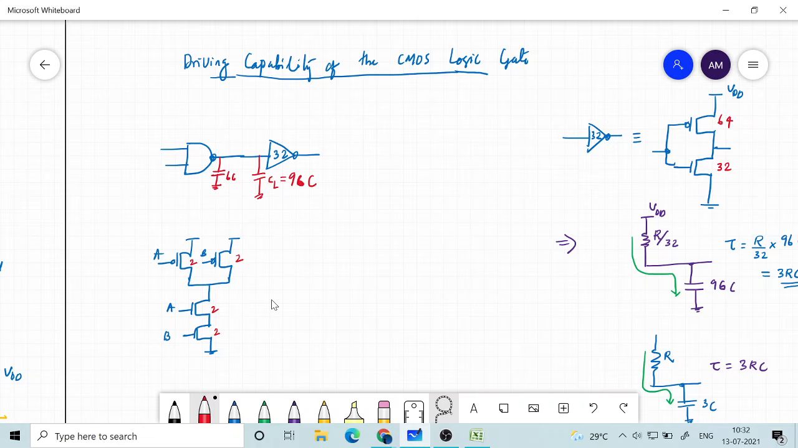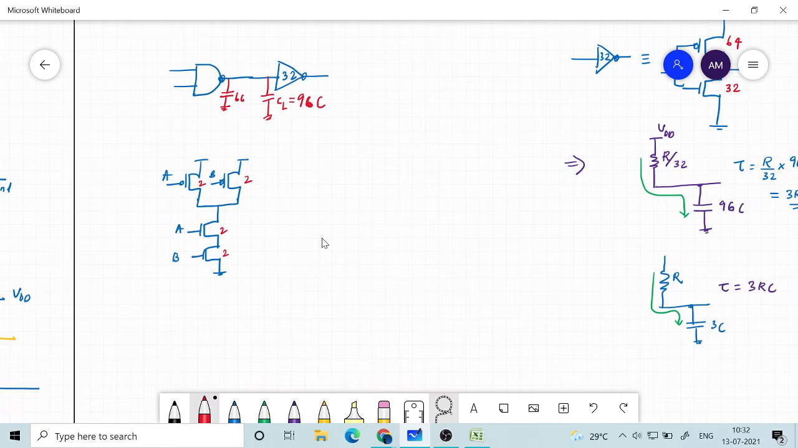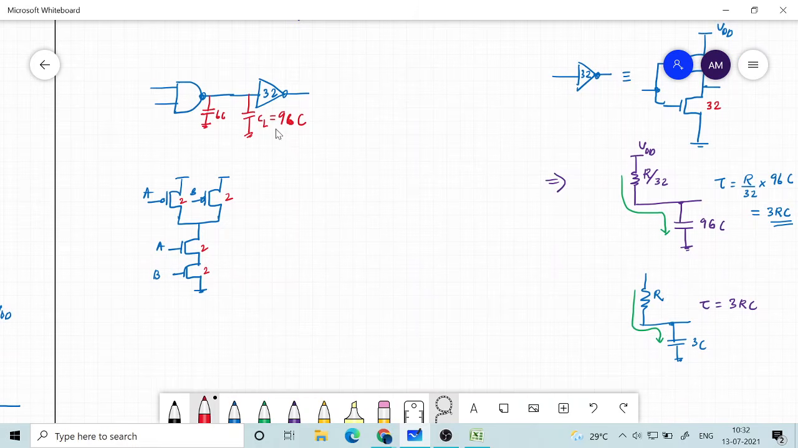In such cases, you see that parasitic capacitance is much lesser compared to the load capacitance. So the delay of this NAND gate is going to be decided mainly by the load capacitance, because it is 96C. Parasitic is only 6C, so that is negligible, almost less than 10%. So the delay is going to be decided by the load capacitance rather than the parasitic capacitance. So this is one extreme case.